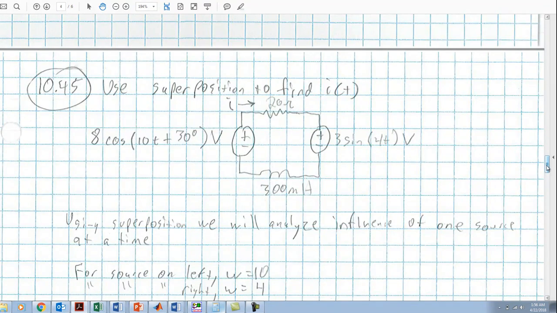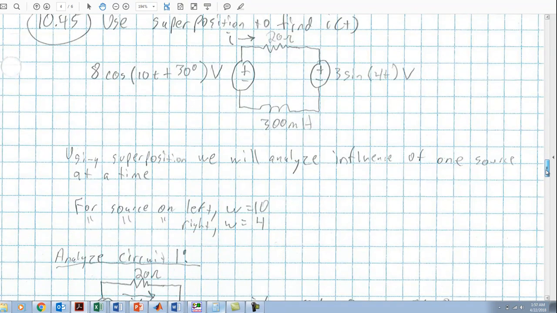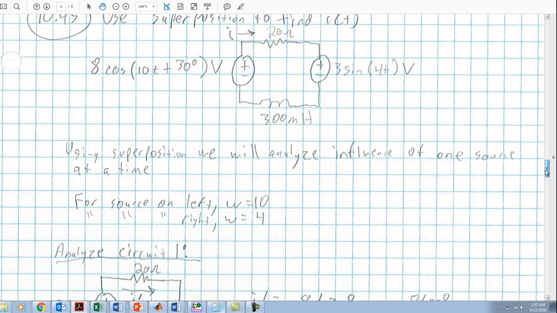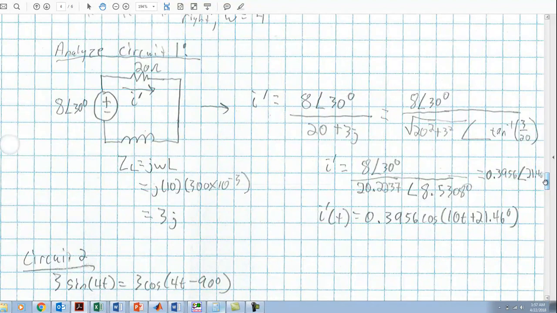We're going to keep one of the sources at any given time, convert everything to the frequency domain in terms of all of our other components, while shorting out the other source. And so for the source on the left, omega is 10, the source on the right, omega is 4. And we're going to replace our inductor here with j omega L. And so here is our first circuit to be analyzed.